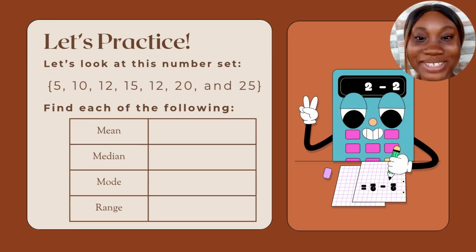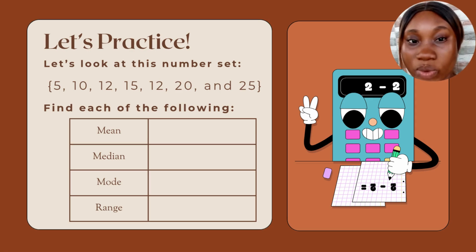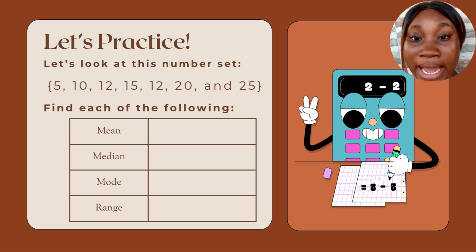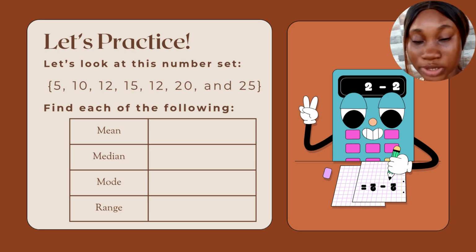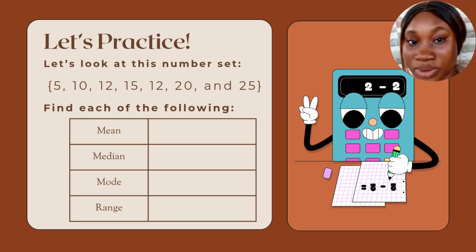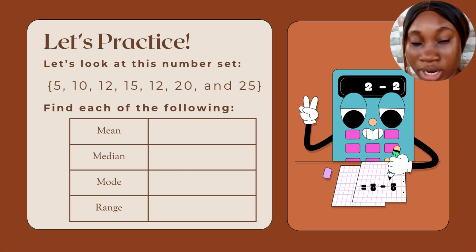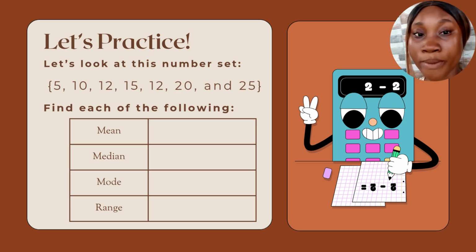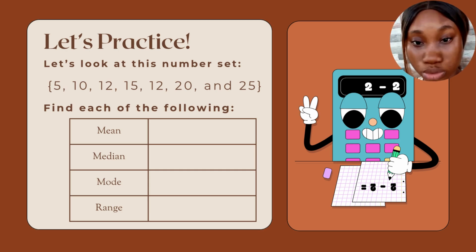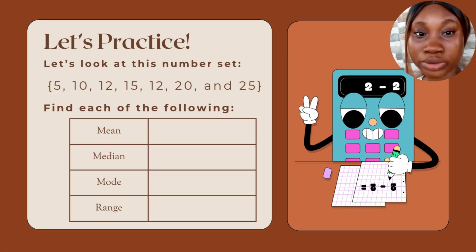Practice time. Looking at this number set, I want you to find the mean, median, mode, and range of the numbers. My numbers are 5, 10, 12, 15, 12, 20, and 25. Remember that for your mean, add it together and divide by how many numbers you have. For your median, arrange it from the smallest number to the biggest number and look for the number in the middle. If you have two numbers in the middle, add them together and divide by 2. For your mode, look at the number that appears the most. And for the range, just do the biggest number minus the smallest number, and you're good to go.